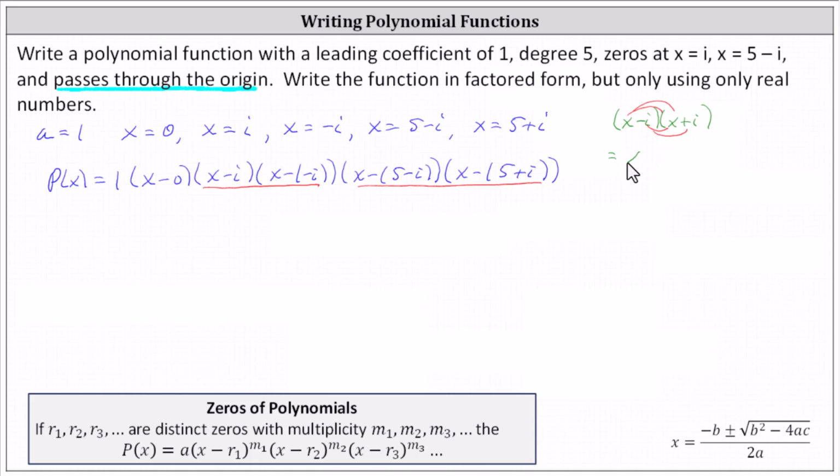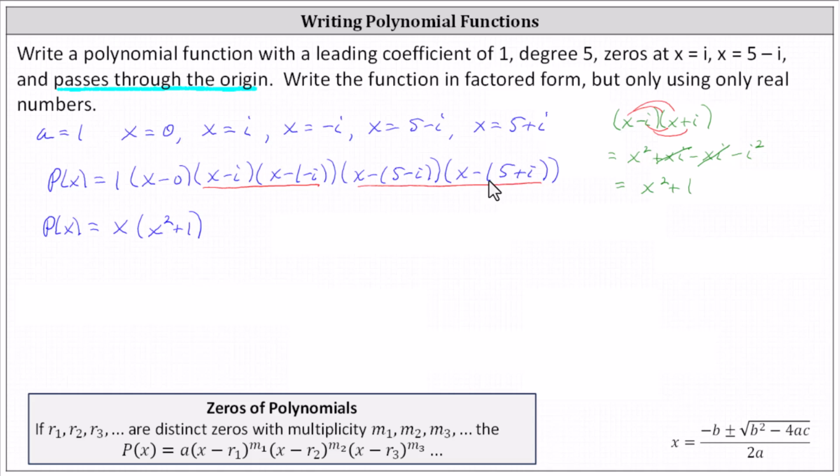x times x is x squared, and then we have plus xi, minus xi, and then minus i squared. Simplifying, xi minus xi is 0. We know i squared equals negative 1. We have minus negative 1, which simplifies to plus 1. The product is x squared plus 1. Going back over to the polynomial, we now know p of x equals, we don't need the 1, and x minus 0 is x. We have x times the quantity x squared plus 1.